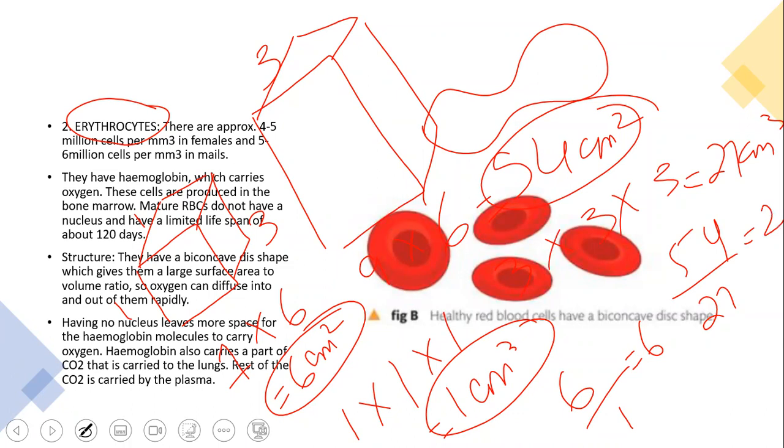So the bigger cube actually, if you take out the ratio of surface area and volume, gives you a lower ratio. The smaller cube gives you a larger ratio. So in the bigger cube, because the ratio is less, the diffusion is going to be faster. In the smaller cube, since the ratio is higher, the diffusion is going to be lesser.